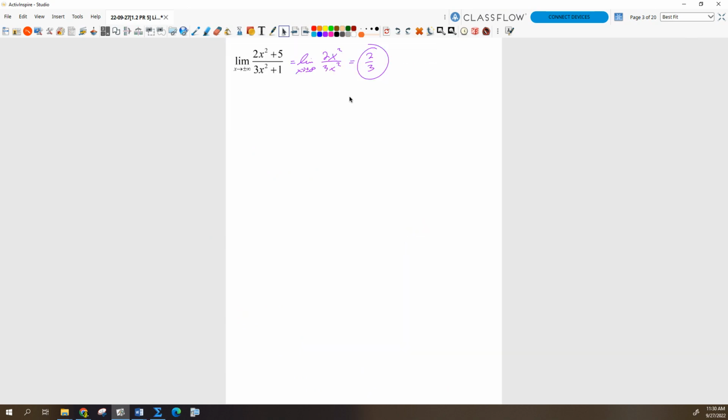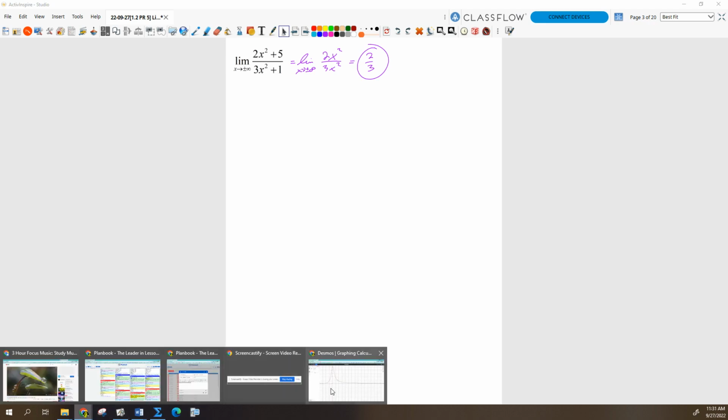Okay, what about this next one? If the limit of this function as x approaches plus or minus infinity is 2/3, what's my horizontal asymptote? Y equals 2/3. Okay, let's prove it.